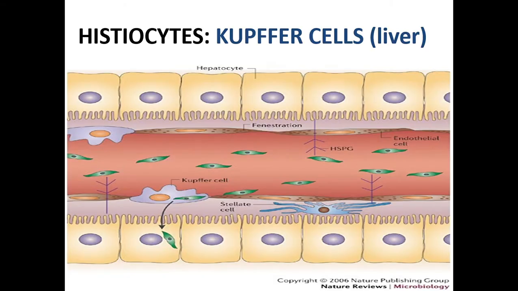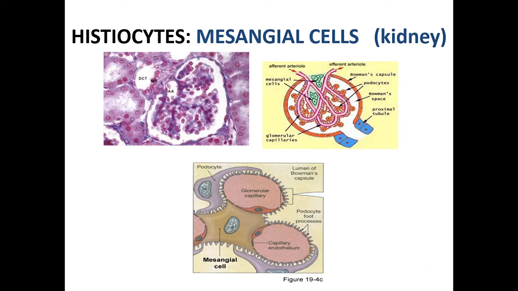The first histiocytes are found in the liver. We have the Kupffer cells. Followed by the mesangial cells in the kidneys.